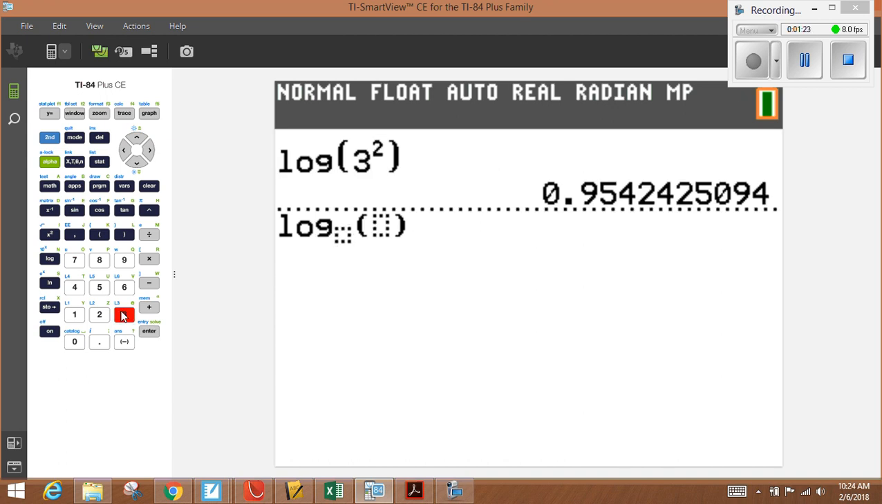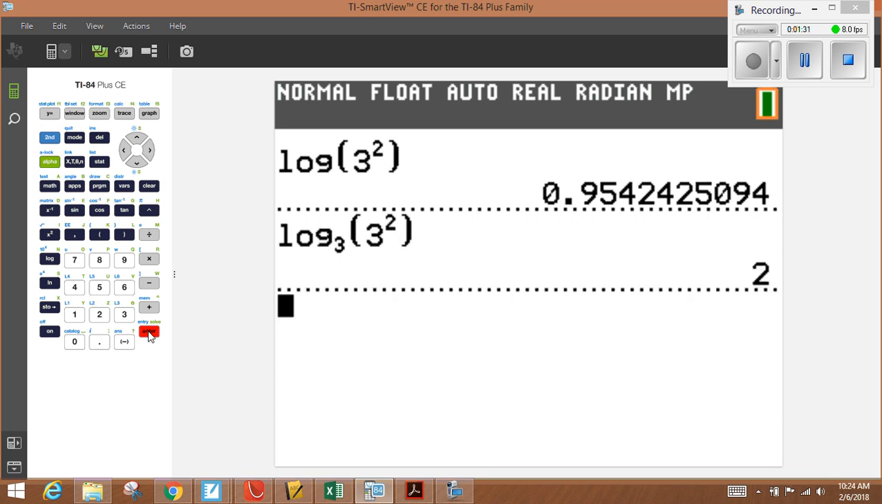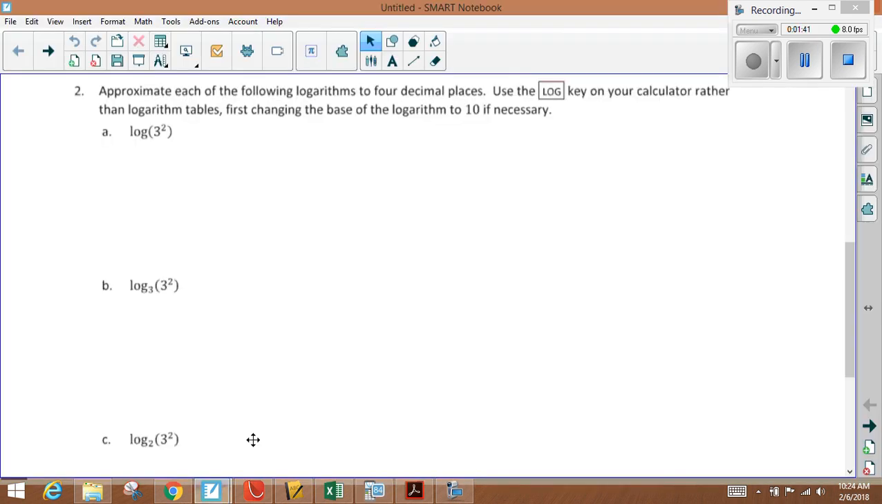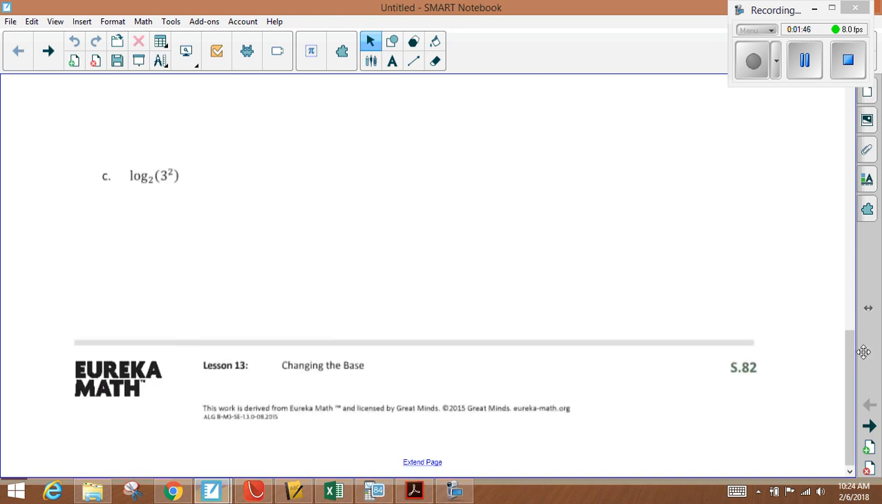So I can do log base 3 of 3 squared. Alright, and that makes sense, right? Okay, the next one that we have on this page is telling us to do log base 2 of 3 squared. So let's put that one in our calculator.